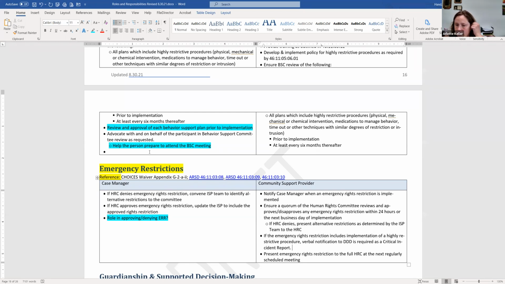So that would be my question underneath the second bullet, that presents alternative restrictions. There's times where if they are denied, our team doesn't get together because it's more of retraining for staff on how to handle that situation instead of the team. So the ISP team wouldn't convene if you identified a training issue, because a staff member jumped to step 4 when they shouldn't have.